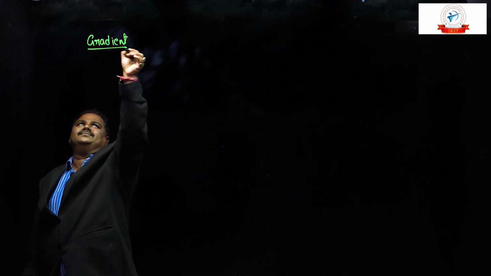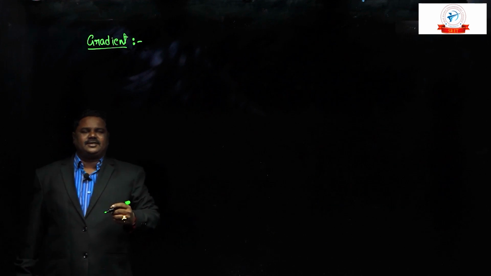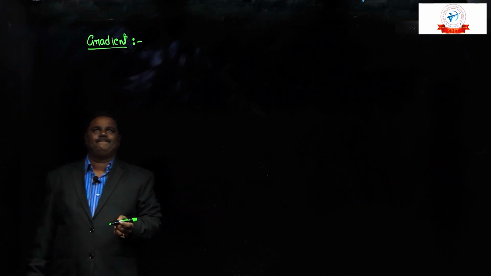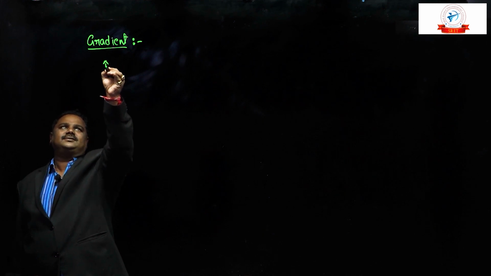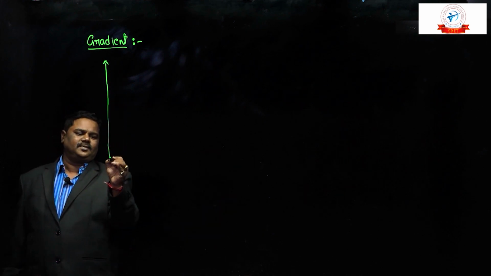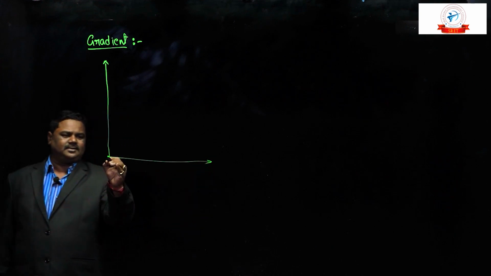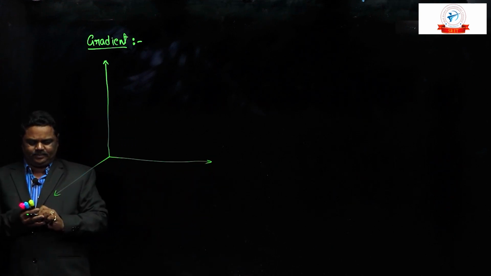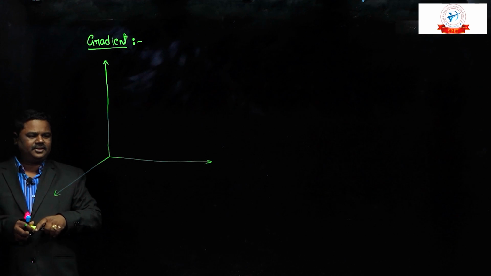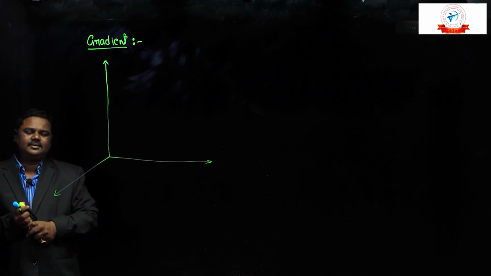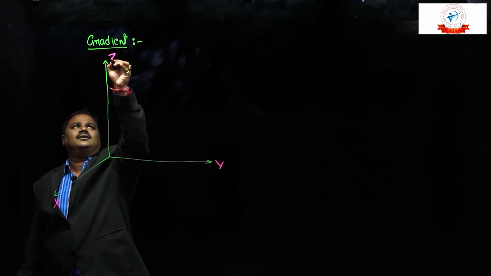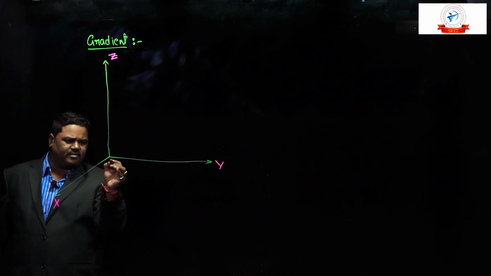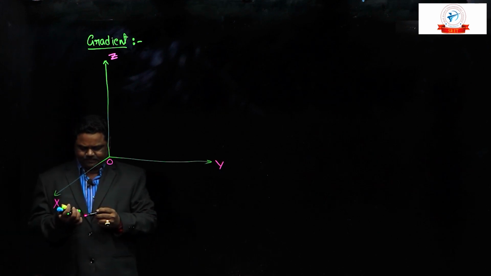Okay. Gradient. So let us see what is the physical interpretation of this gradient operation. For that, first let us consider a coordinate axis. I consider it 3-dimensional. Here we have 3 coordinate axes: x axis, y axis and z axis. The intersection of all these 3 axes is the origin.